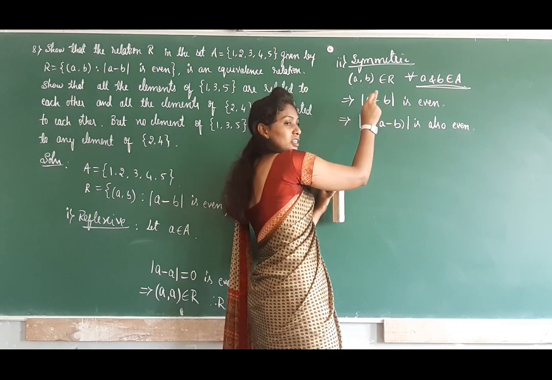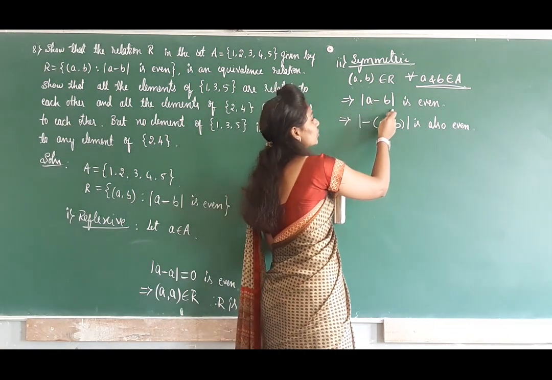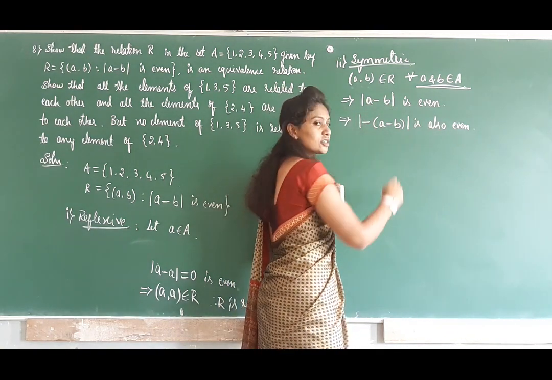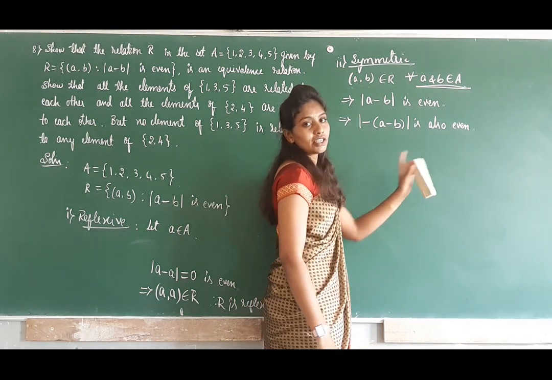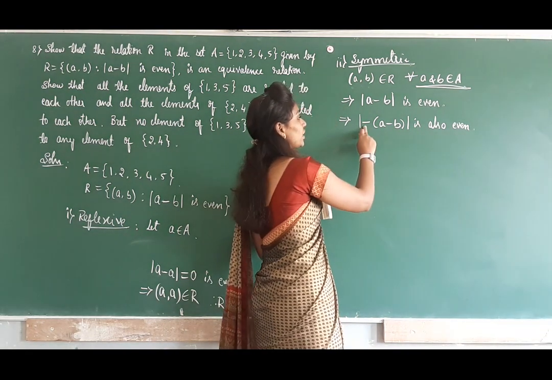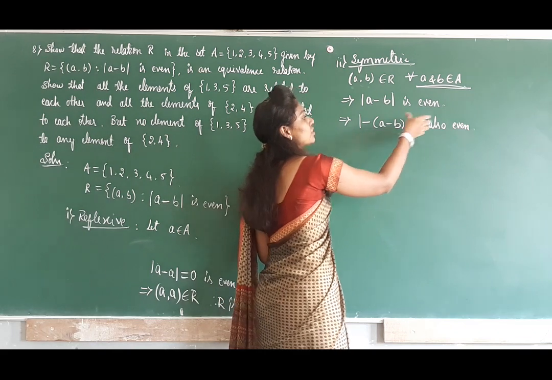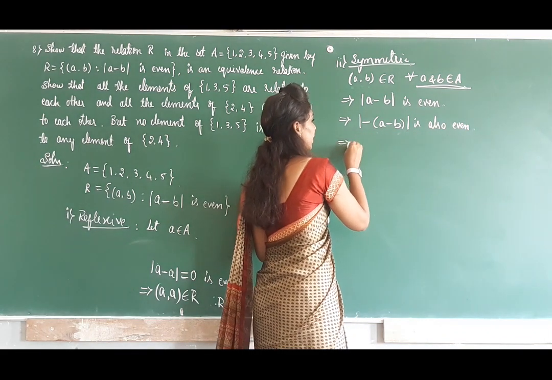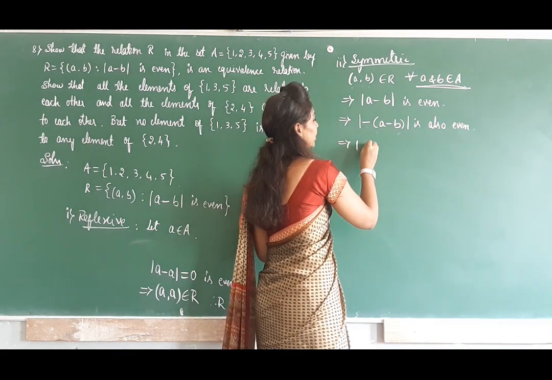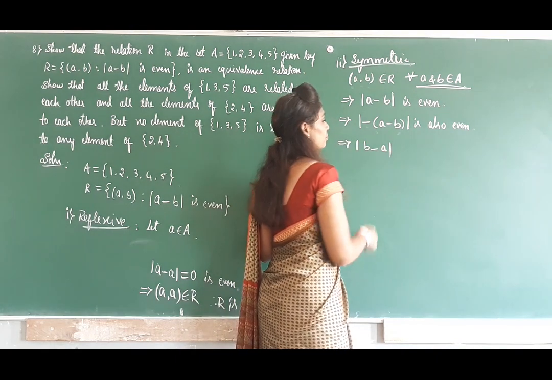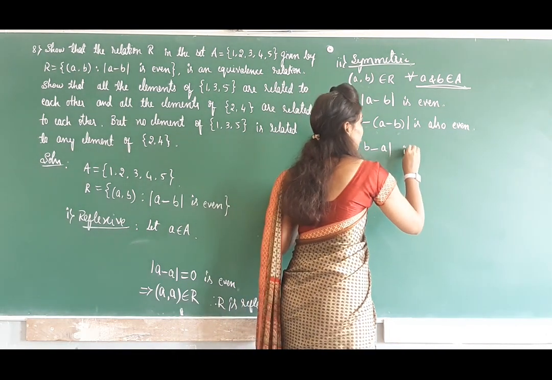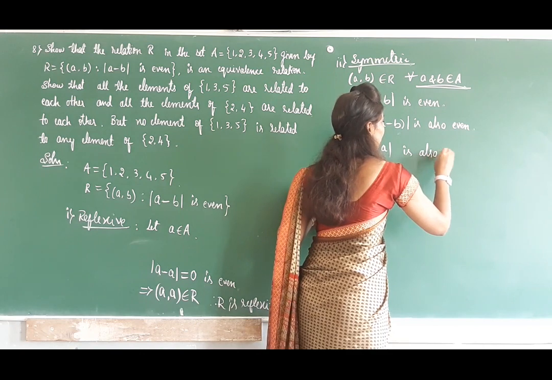For example, a minus b is 2, suppose. Modulus of 2 is even, then what does modulus of minus 2 become? That is also an even number. Okay, minus of that number is also even. This implies, multiplying by minus, what happens? Modulus of b minus a. Modulus of b minus a is also even.